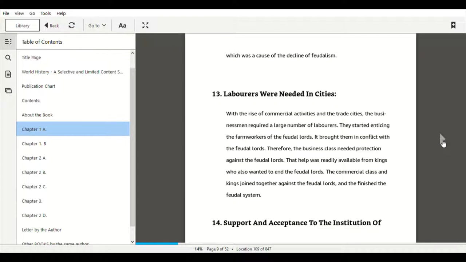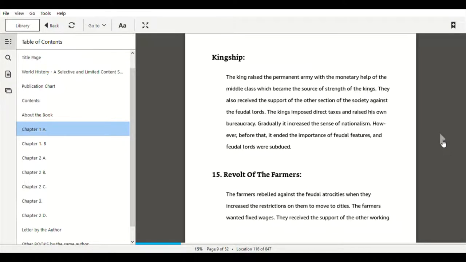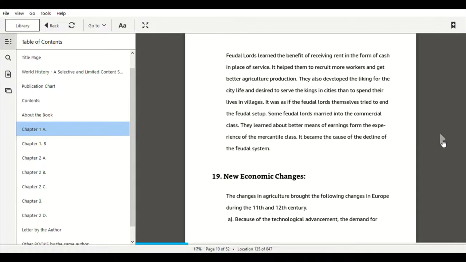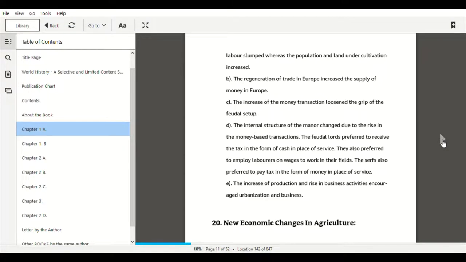Then support and acceptance to the institution of kingship, revolt of the farmers, black death, mutual discord among feudal lords, influence of changing economy on feudal lords, a new economic policy, a very vast topic which I have tried to present in a very succinct manner. Then new economic changes in agriculture, a point on agriculture that has been taken earlier also, but herein I have given another explanation. I have tried to emphasize a different angle in economic changes due to agriculture, and this way in these 20 points this chapter has been completed.